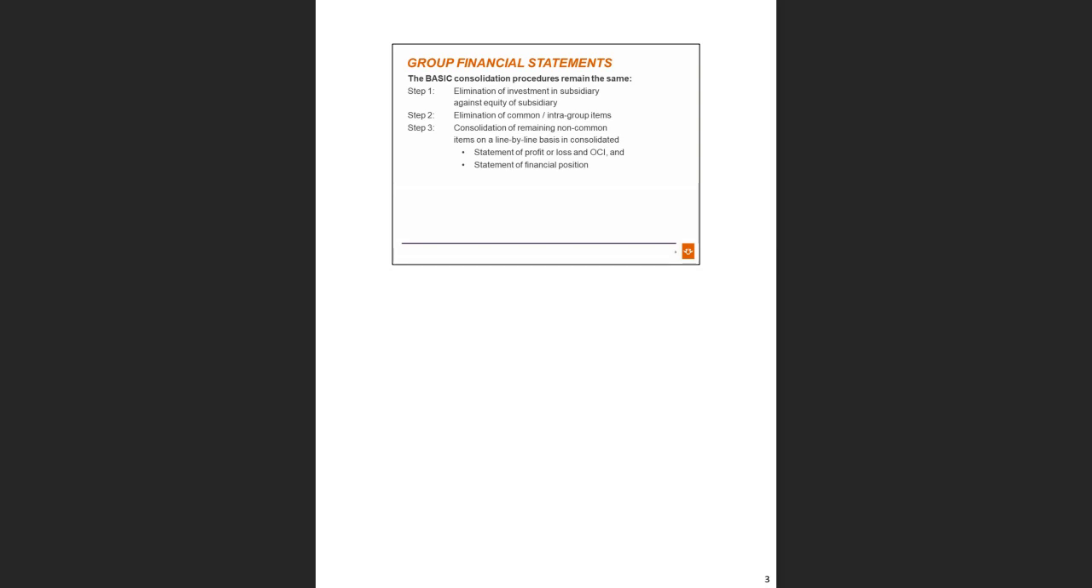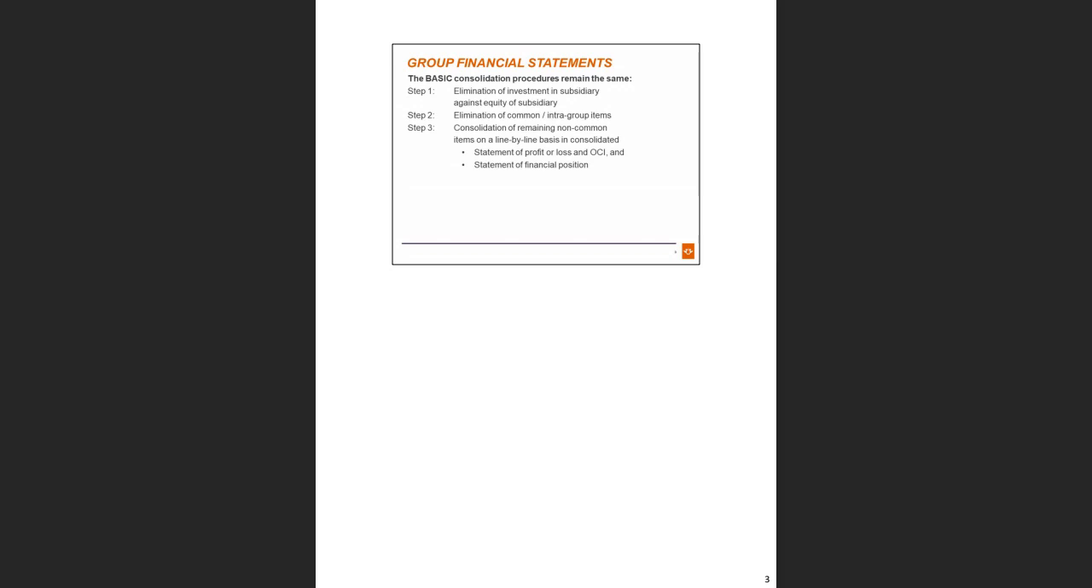So just to mention that the consolidation procedures remain the same. So remember we had various steps to follow. Just to recap, step one was to eliminate the investment in the subsidiary against the equity of the subsidiary. Then after that, we had a look at common or intergroup items. These items are also going to be eliminated. So an example of these items would be where the parent makes a loan to the subsidiary and you have a loan from the parent to the subsidiary or vice versa.